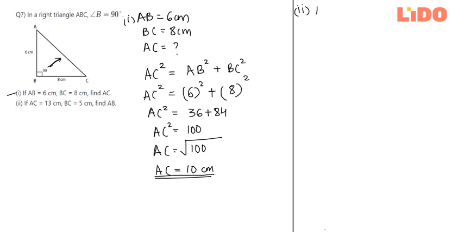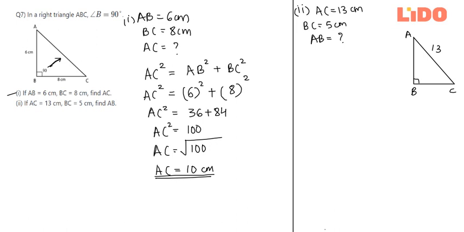Okay, the first part we found the value for AC. For the second part, AC is given to us as 13 centimeters, BC is given to us as 5 centimeters, and we need to find AB. Now pay attention over here. In this case the longest side of the right angle triangle is given to us. So just quickly we can draw a rough figure for our own reference. You have a triangle, and we'll name it ABC. B is 90 degrees, AC is given to us as 13 and BC is given to us as 5.